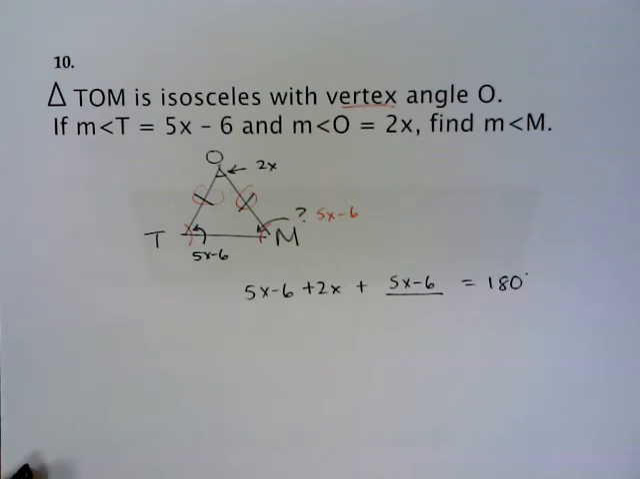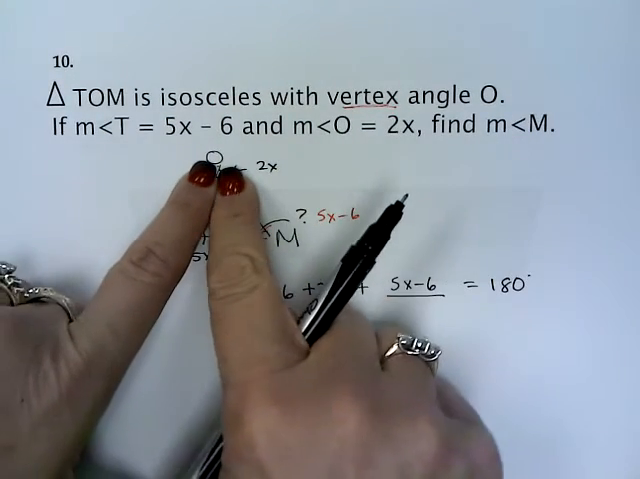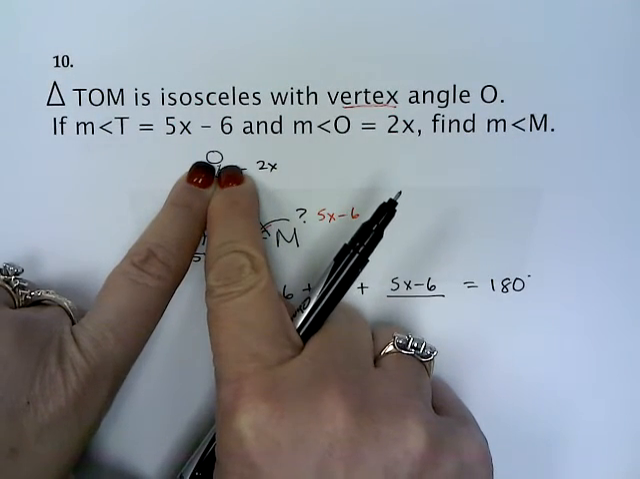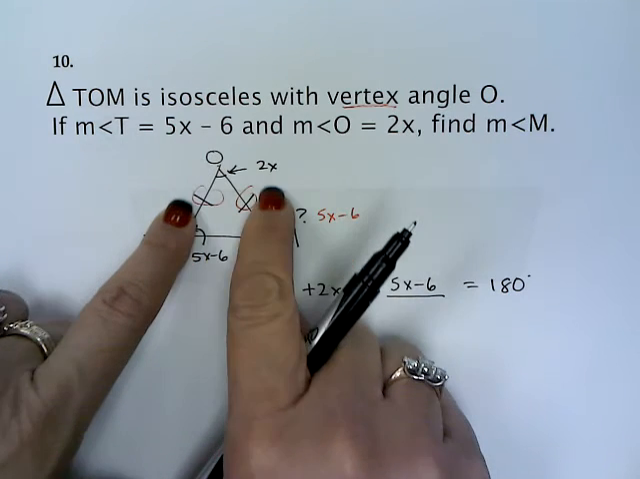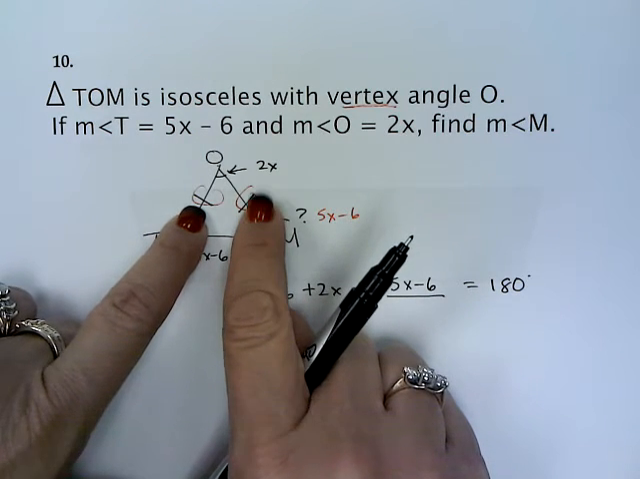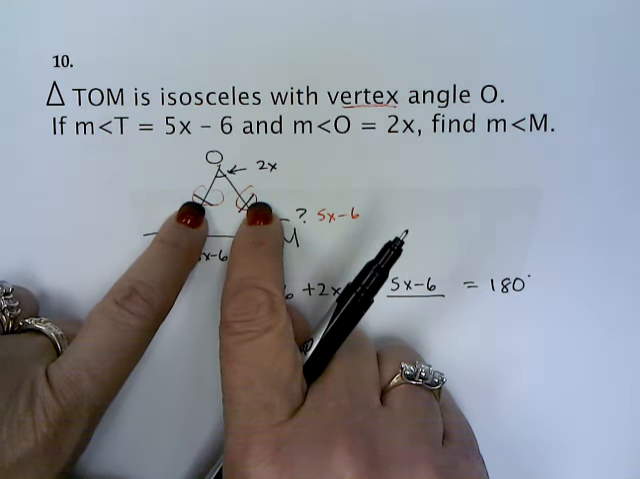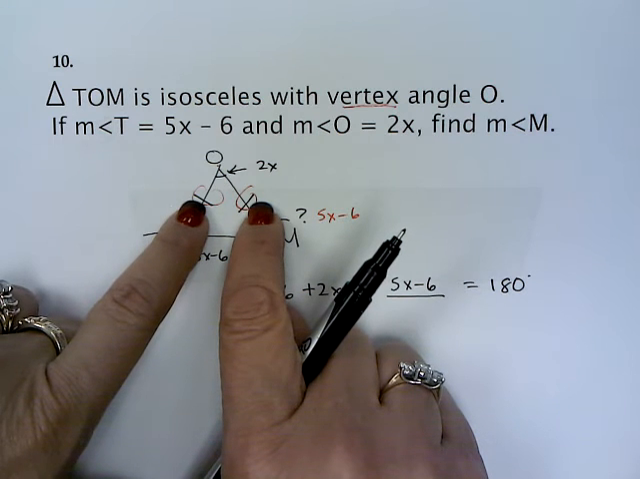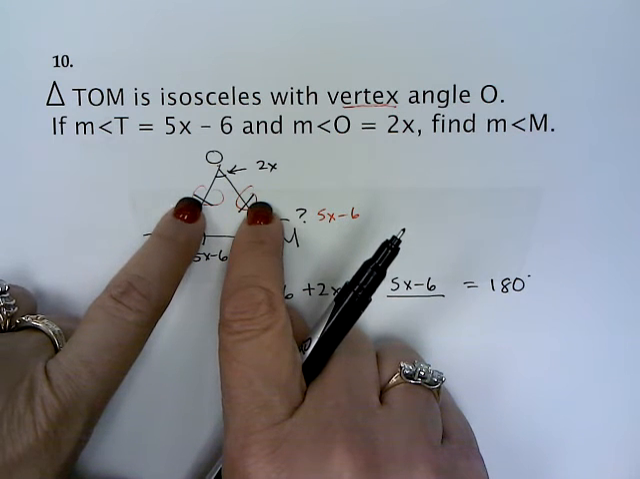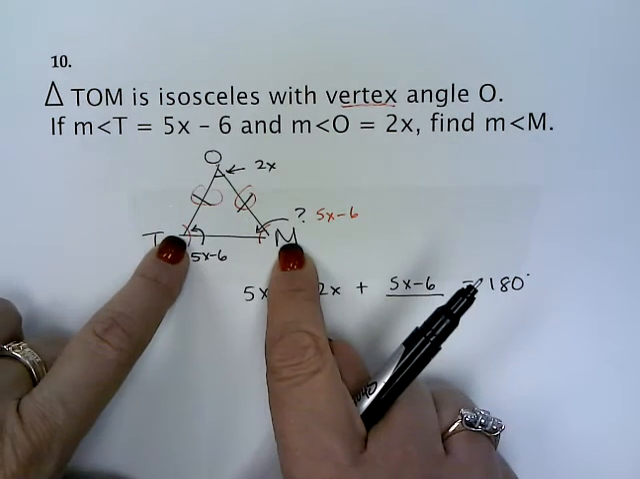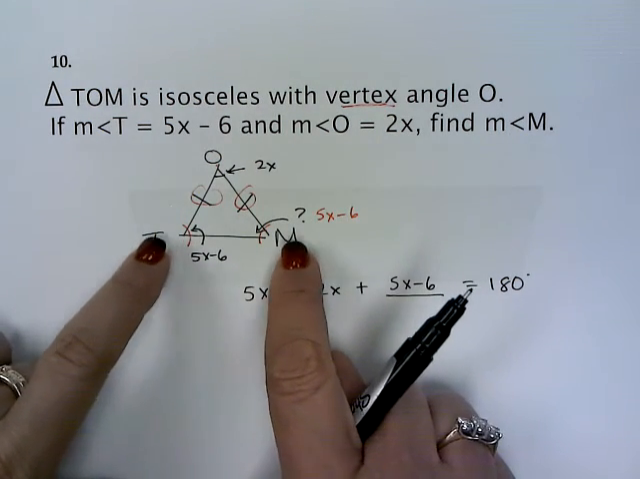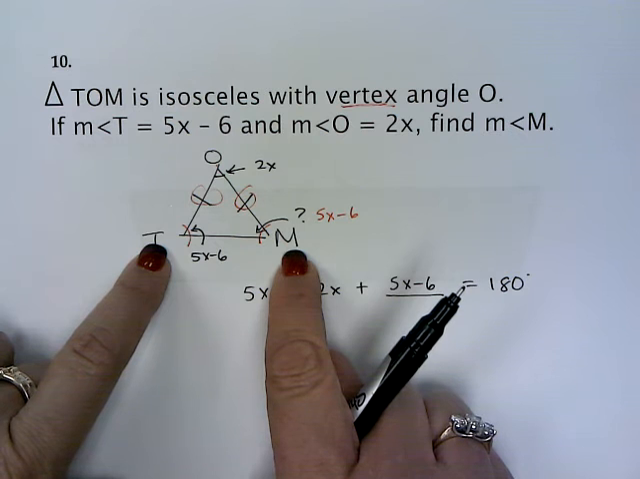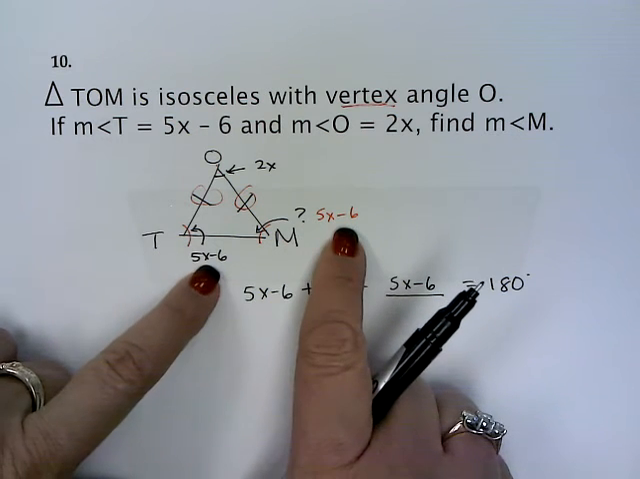I'm going to repeat that one more time. We know that he's our vertex angle. If he's isosceles, the vertex angle sits between the two congruent sides. So because he sits between the two congruent sides, the base angles theorem tells me the angles opposite the congruent sides are congruent, and they're my base angles. So T and M are my base angles, so therefore they are congruent to each other.